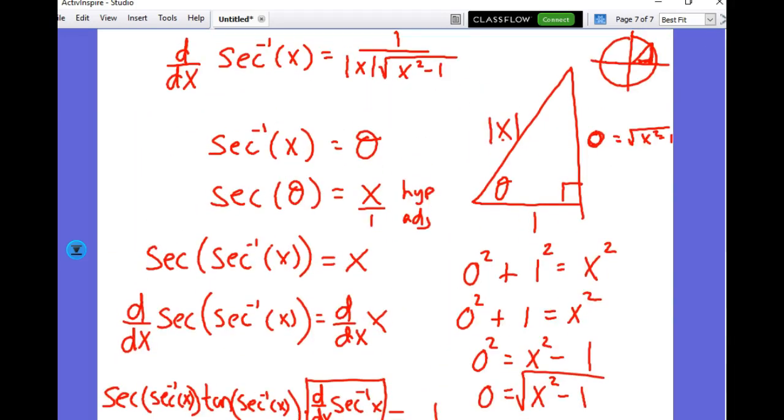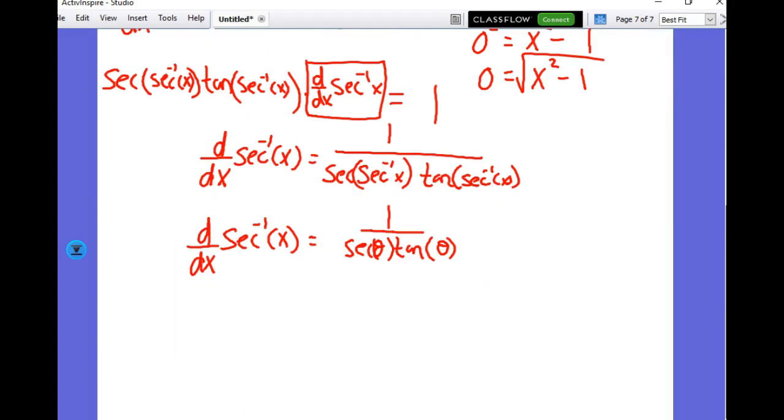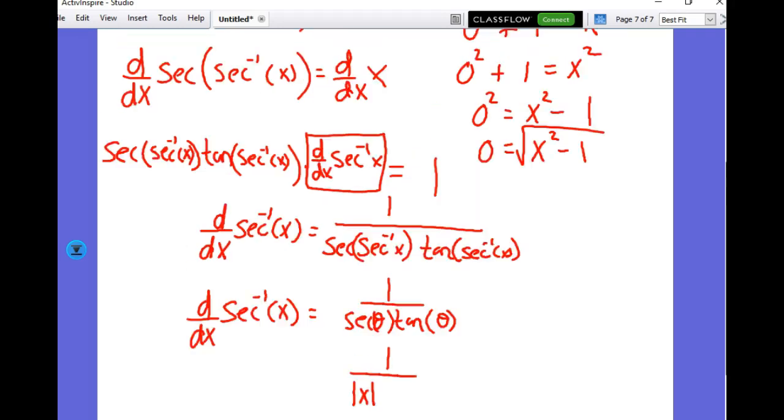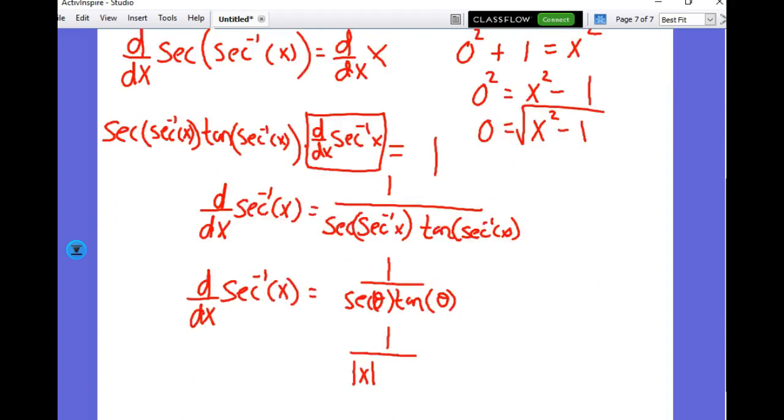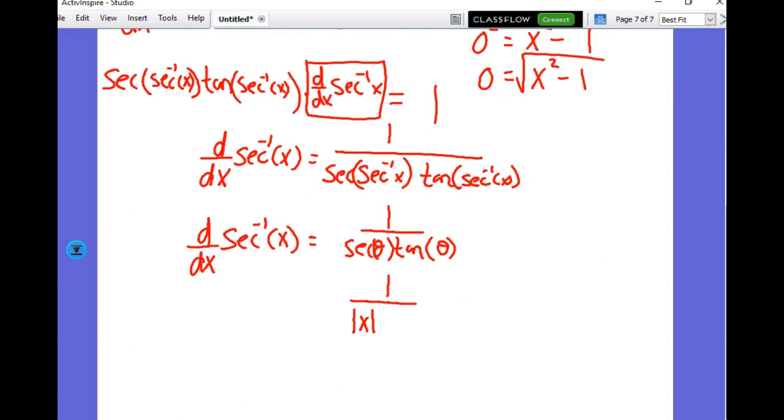Now secant is hypotenuse over adjacent. So that's the absolute value of x over 1. So I'm just going to replace secant then with the absolute value of x. And then tangent is opposite over adjacent. So that's square root of x minus 1 over 1. So it's the square root of x minus 1. I'm sorry, square root of x squared minus 1. Let's go ahead and do that. And that is the derivative of arcsecant.